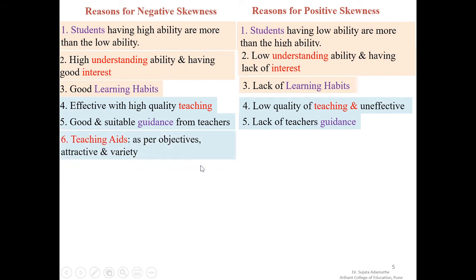If the teachers are using very good teaching aids as per the objective, and they are very attractive, and there is a variety of teaching aids, that means in the PowerPoint presentation they are showing many videos regarding that, and teachers are using charts and models like that, then automatically the understanding ability of the students will enhance and they will get good scores in the test, and we will see the negative skewness there.